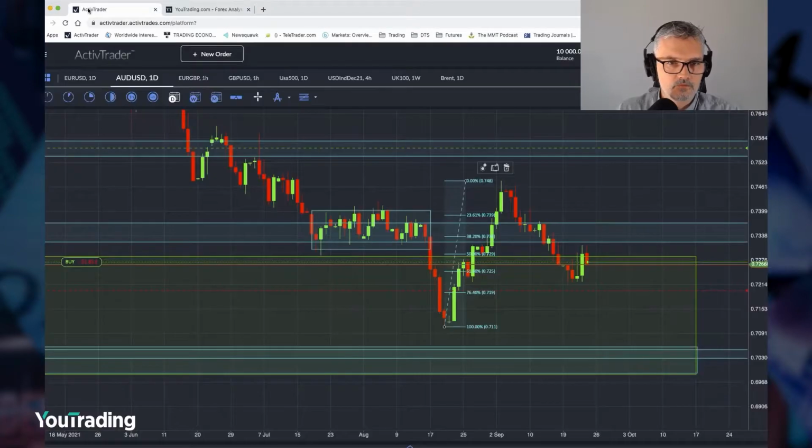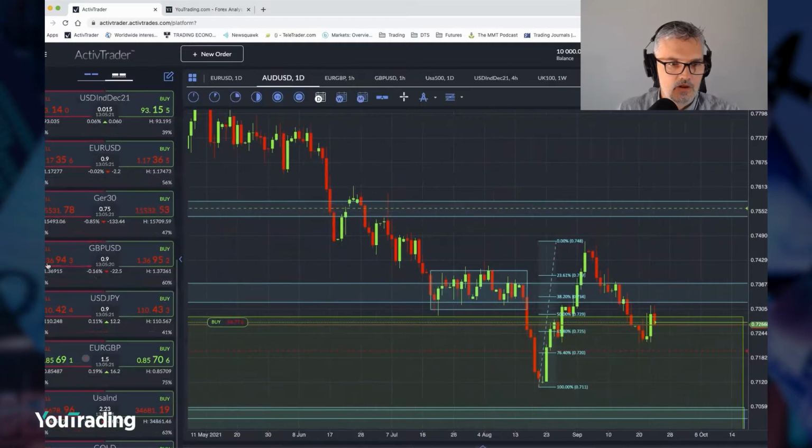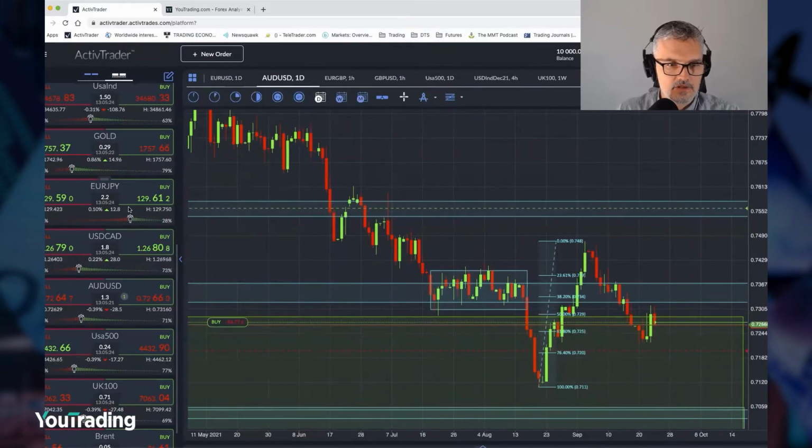All right, going to the actual active trader platform, then we've got the sentiment indicator. So the Australian dollar shows that 71% of retail traders are actually bullish this pair. So that's generally when I start looking for a fade of their move. Generally the 80% of retail traders get it wrong. So it's a good contrarian indicator.